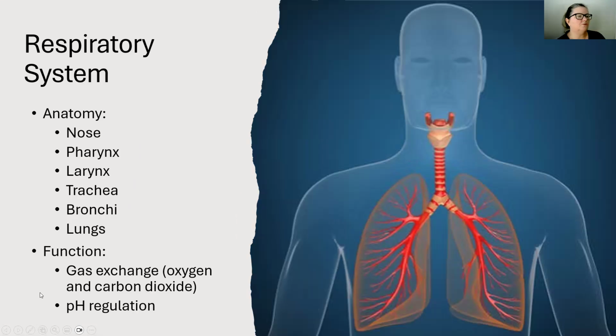All right, on to the respiratory system. The respiratory system consists of the nose, the pharynx, which is otherwise known as the throat, the larynx, the voice box, the trachea, the windpipe, the bronchi, which are these little branchy guys right here, and the lungs themselves. This system functions to perform gas exchange, so oxygen in, carbon dioxide out, and also regulates the pH or the balance of our bodies.